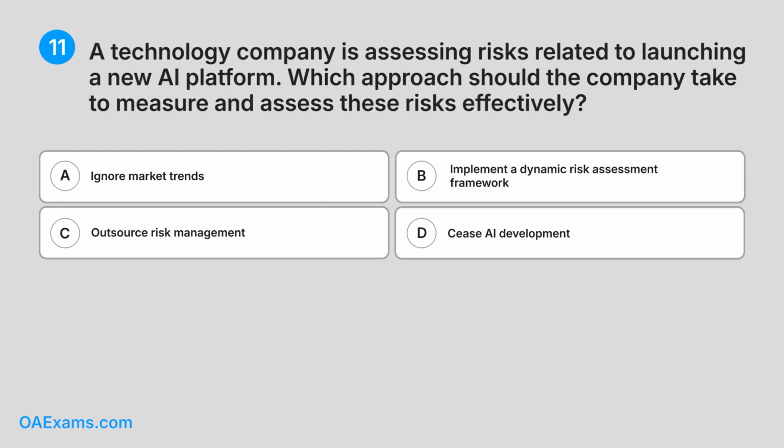11. A technology company is assessing risks related to launching a new AI platform. Which approach should the company take to measure and assess these risks effectively? A. Ignore market trends. B. Implement a dynamic risk assessment framework. C. Outsource risk management. D. Cease AI development. Do you know the answer?